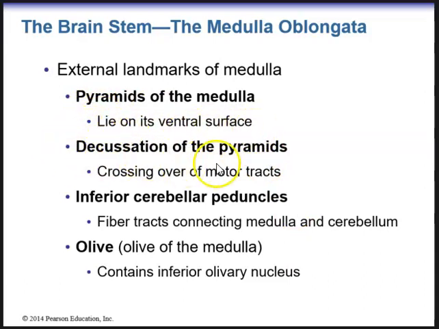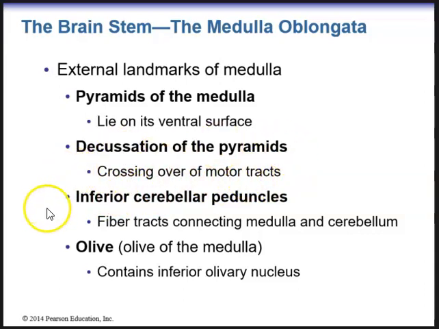We have the decussation of the pyramids. We talked about the decussation of the pyramids. This is the crossing over of the motor tracts, or the motor axons that will go down towards the effector organs, such as our muscles or our glands. Okay, so we have a crossing over of motor tracts. So if we have a lesion on the right side of our brain, it will affect the left side of the body because of this crossing over of the motor tracts here at the decussation of the pyramids.